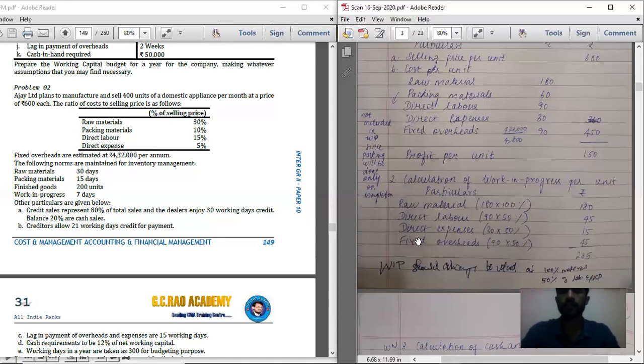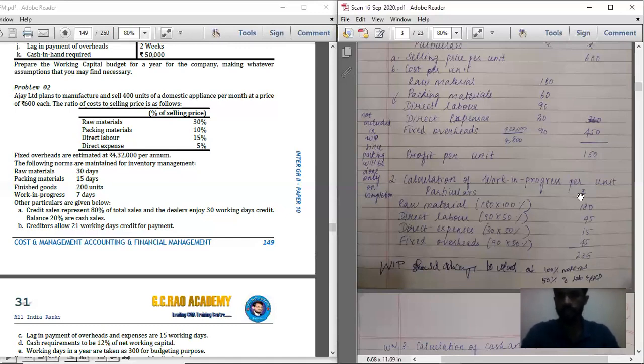And the last one is fixed overheads. Open a bracket. How much is the fixed overhead cost per unit? 90. So 90 into 50%, close the bracket. Amount column 45 rupees.